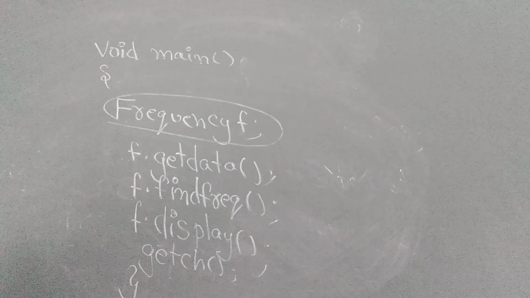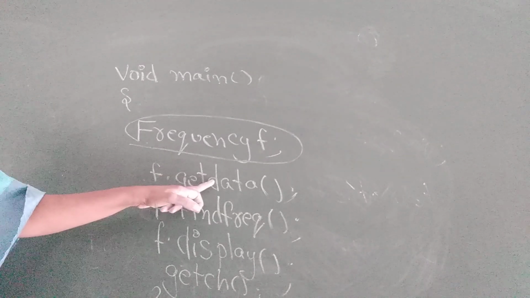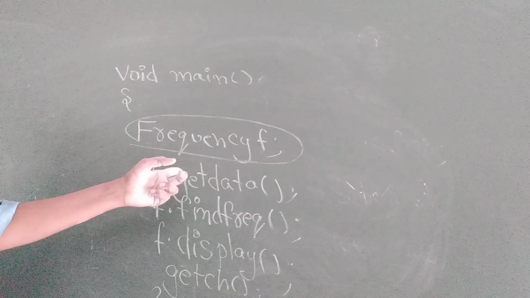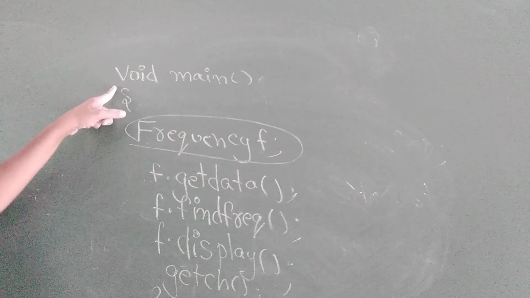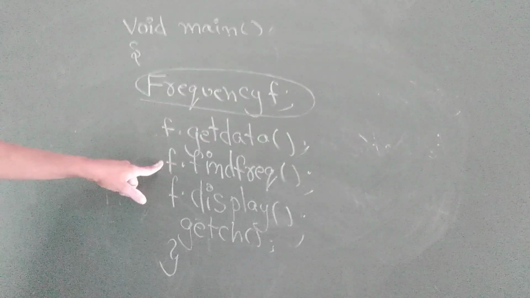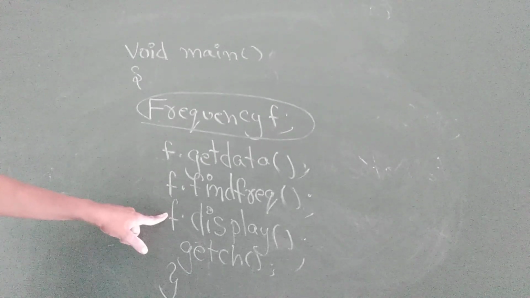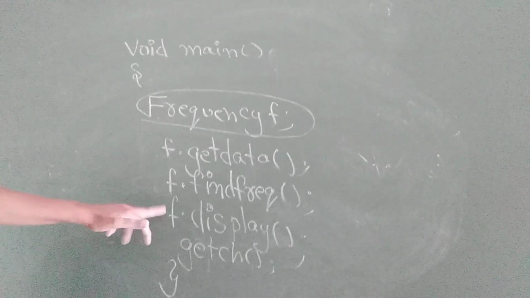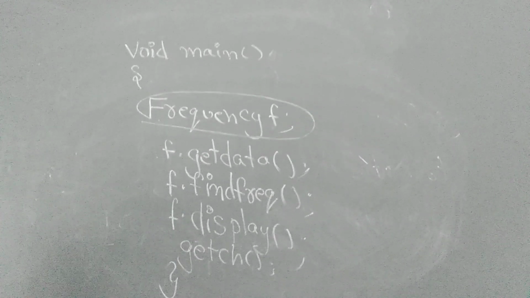Now I will show you with respect to the program. One second. Okay, leave it. Now F dot get data of means it will go to the get data function, execute and come back. Actually program execution starts with the main function only. F dot find frequency means it will go there, find the frequency and come back. F dot display means it will go there, execute the display part and come back. Get CH means then only it will display the output for you.